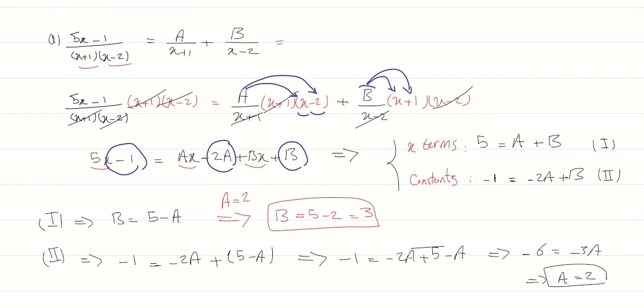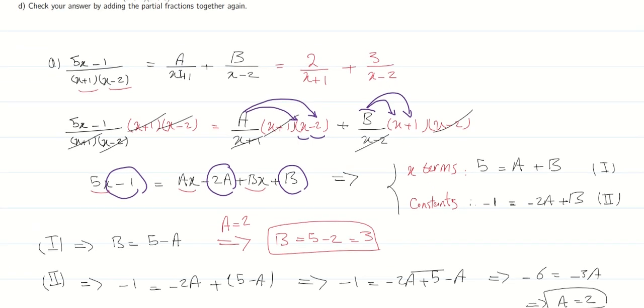So let's go back to the top. We had a over x plus 1. Our a is equal to 2, so now we have 2 over x plus 1 as our first partial fraction, and our second partial fraction would be equal to b over x minus 2, and our b would be equal to 3 over x minus 2. And we would be done with the a part.